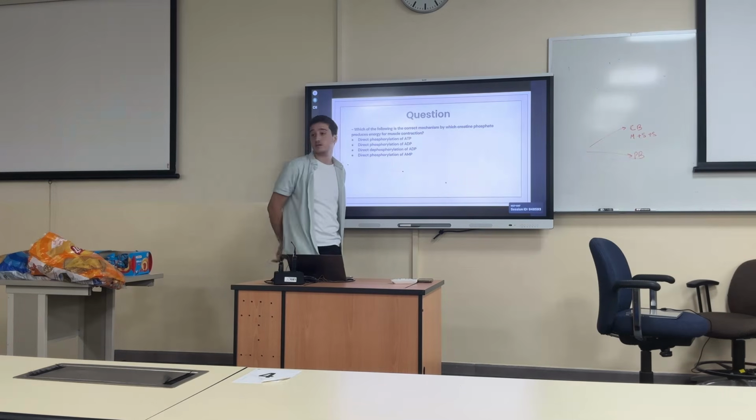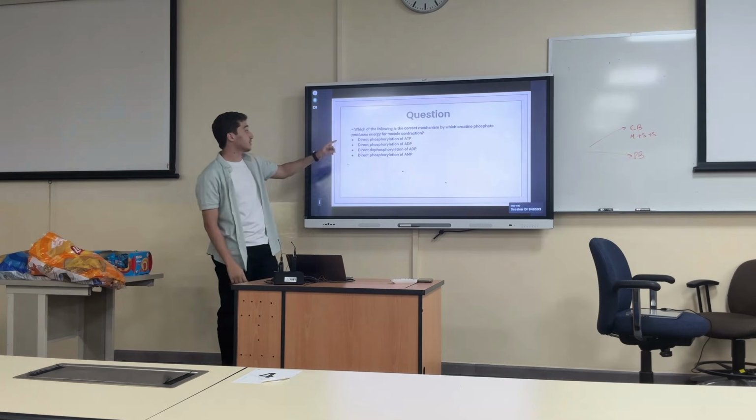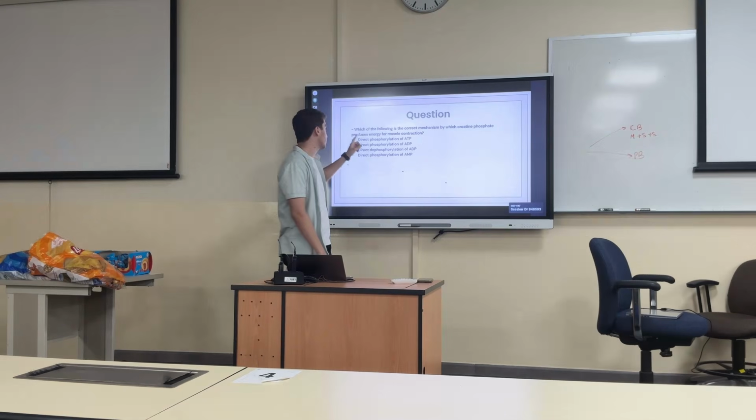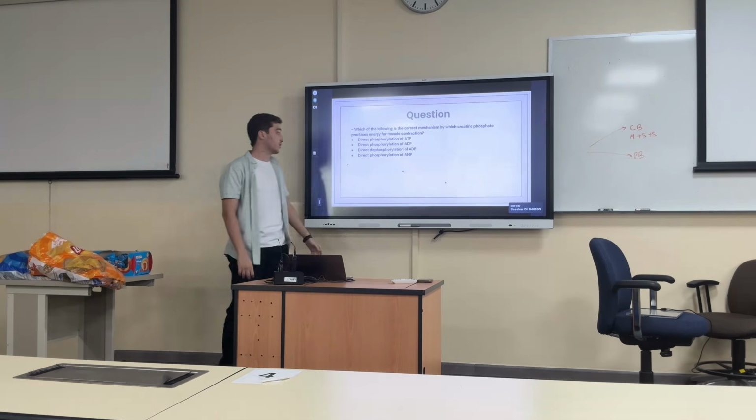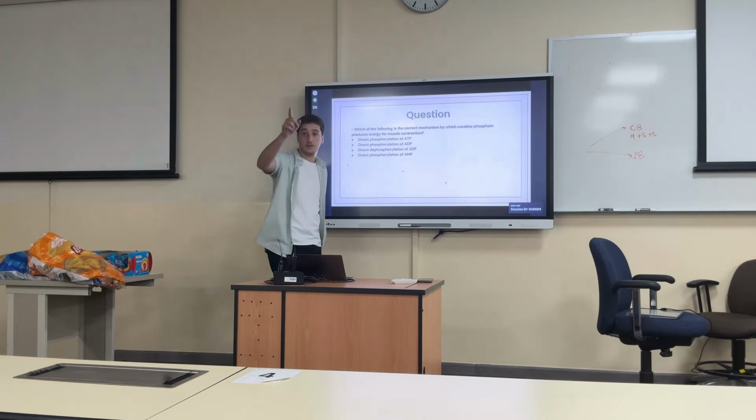Okay, can anyone answer this question? Which of the following is the correct mechanism by which creatine phosphate provides energy for muscle contraction? A, direct phosphorylation of ATP; B, direct phosphorylation of ADP; C, direct dephosphorylation of ADP; or D, A and B? Yeah? B. B, that's right.